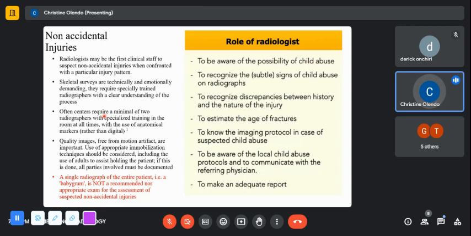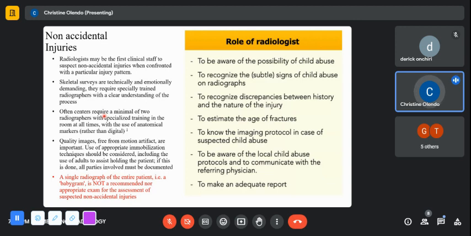So from there we go to non-accidental injuries, which are a sign of physical abuse of a child. Here the radiologist may be the first staff member to suspect these injuries when confronted with a particular injury pattern. It is important to have a skeletal survey done on the child, although this can be taxing emotionally and also technically.